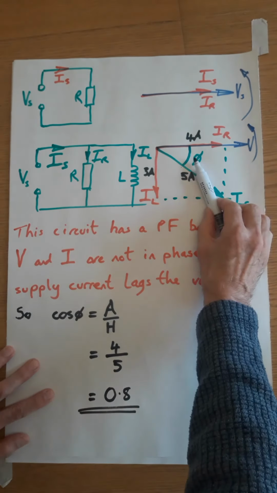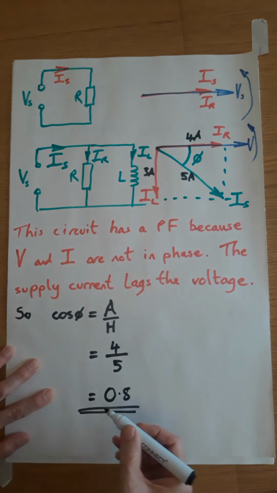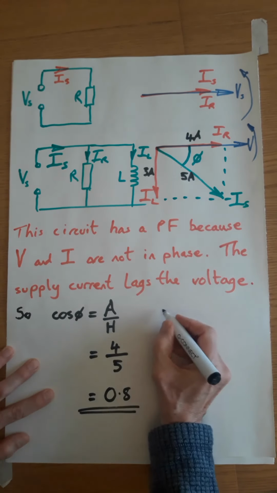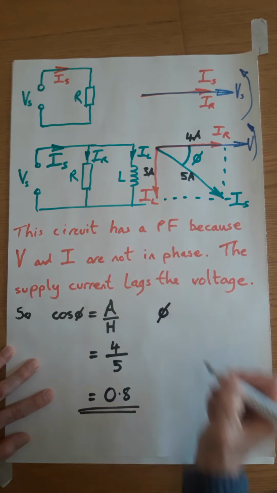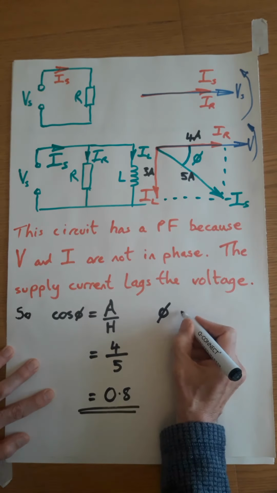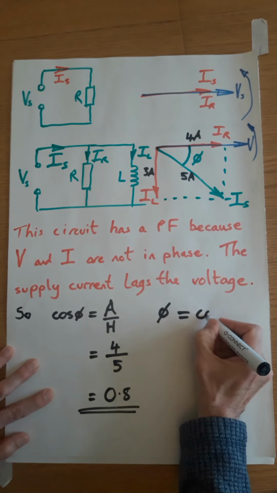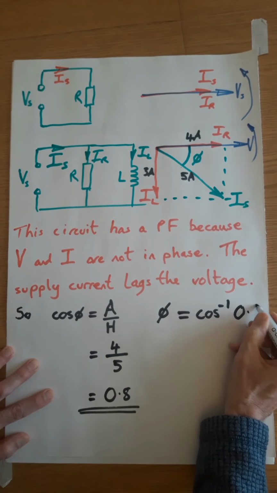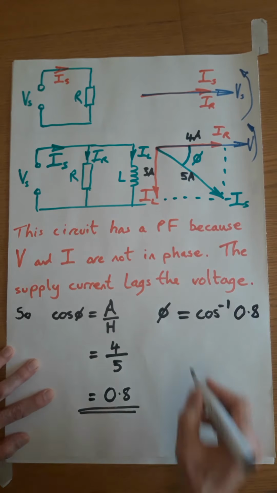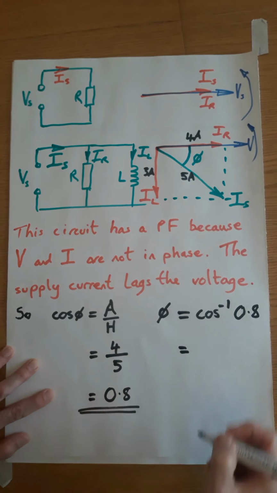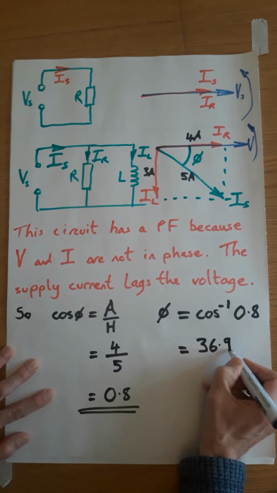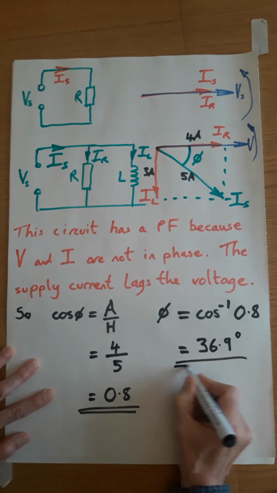Let's just talk momentarily about the phase angle. If we have a power factor, we can go backwards and get the phase angle. Phi is cos to the minus 1 of the power factor. Put the numbers in your calculator and I'm hoping you'll come up with 36.9 degrees.